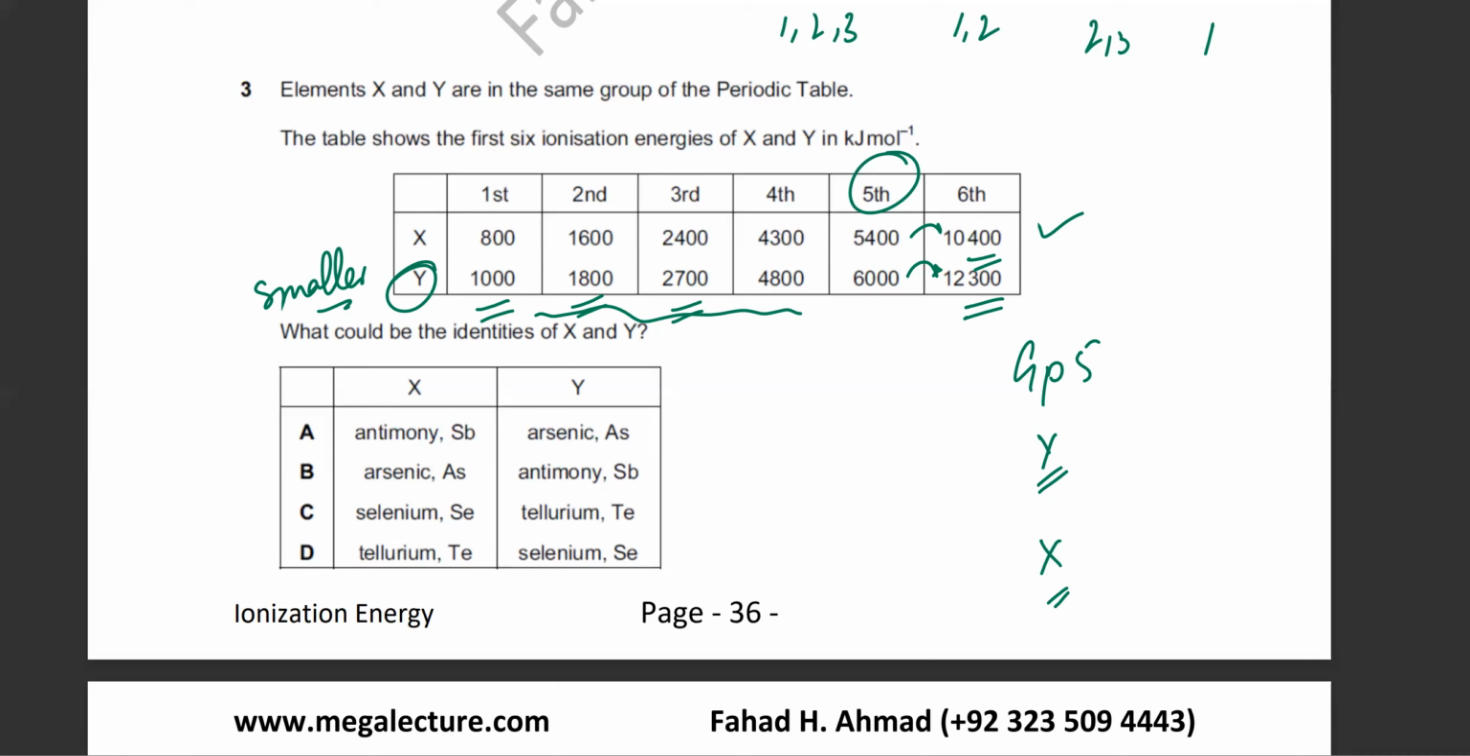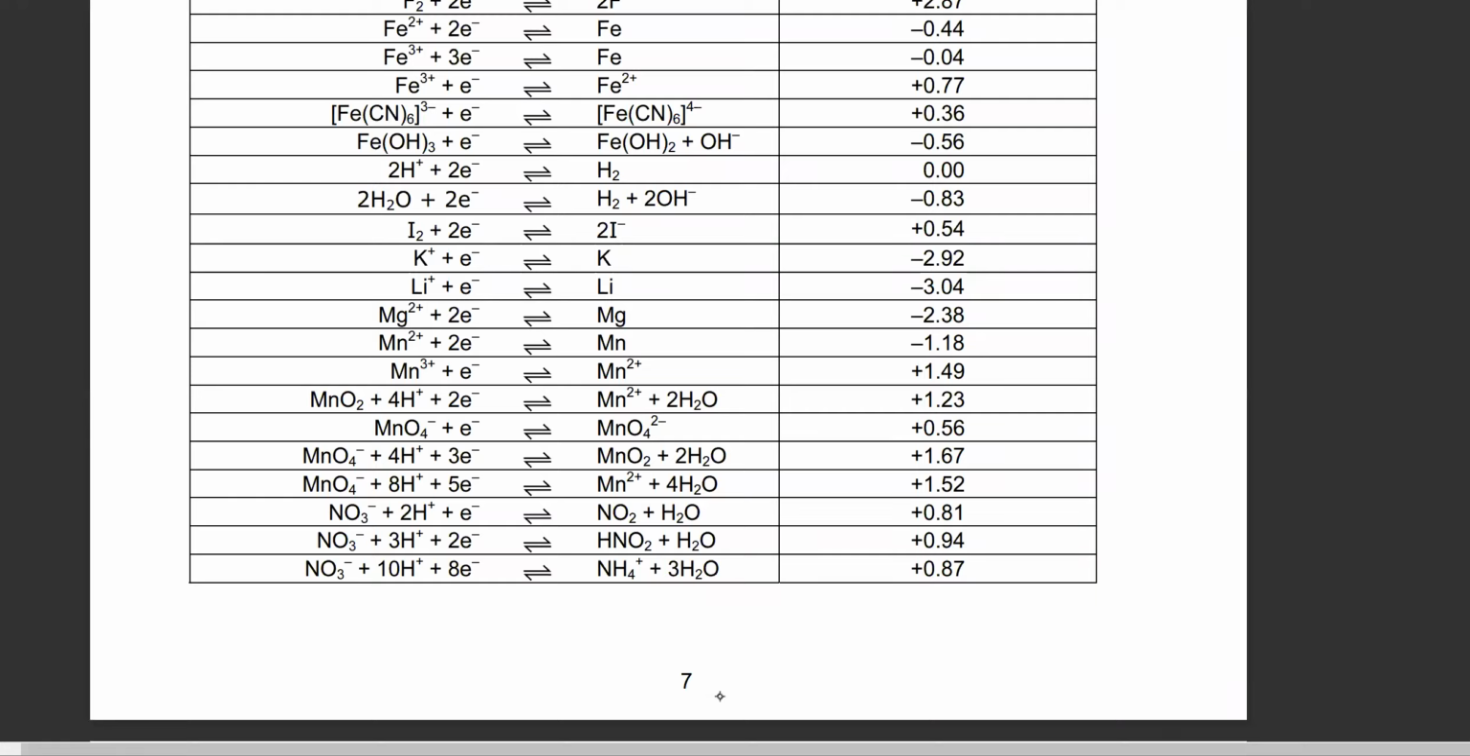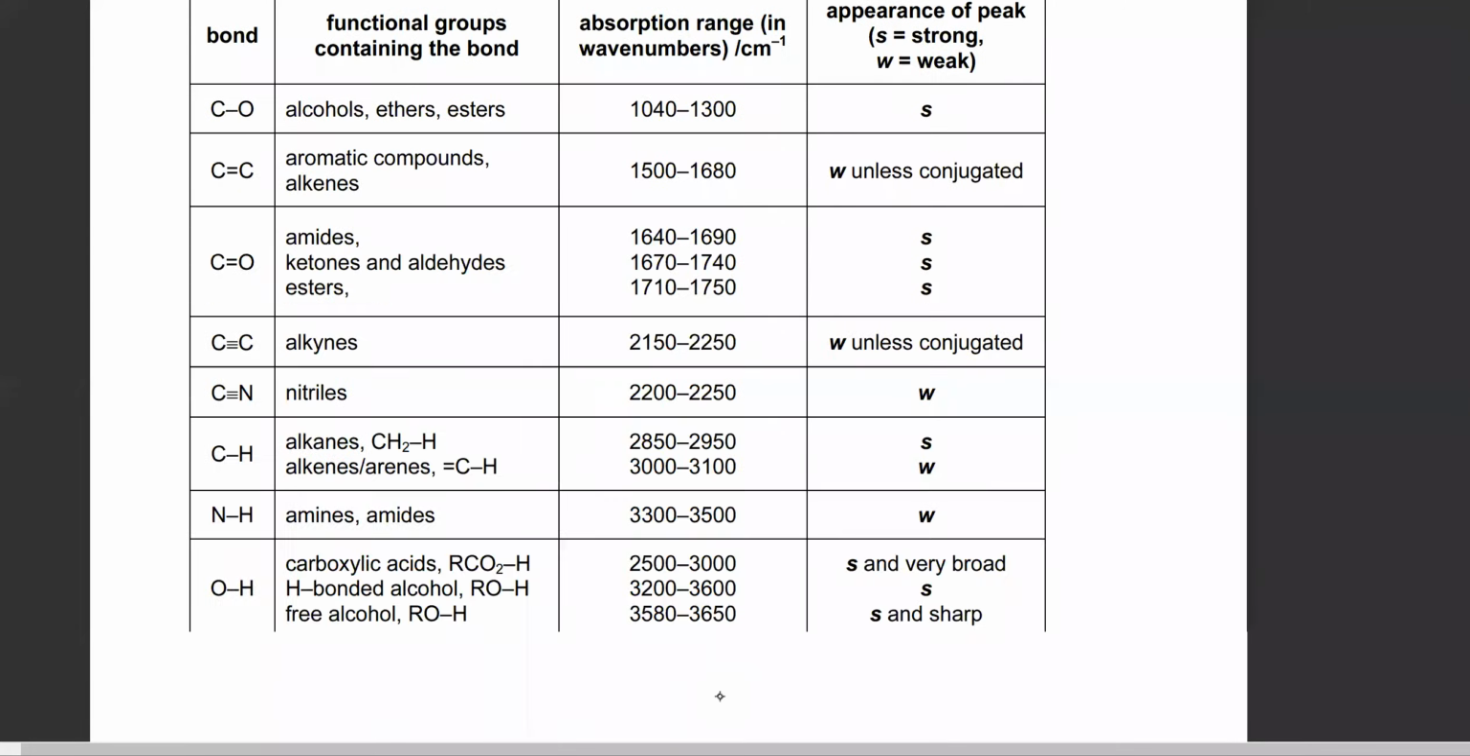So let me just, I don't have the periodic table, but you can figure out the order of Y and X. Just let me, my keyboard is not working. Just a second. Let me open. So Y is going to be above X.